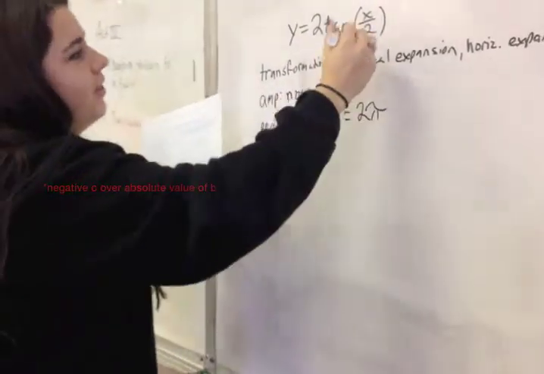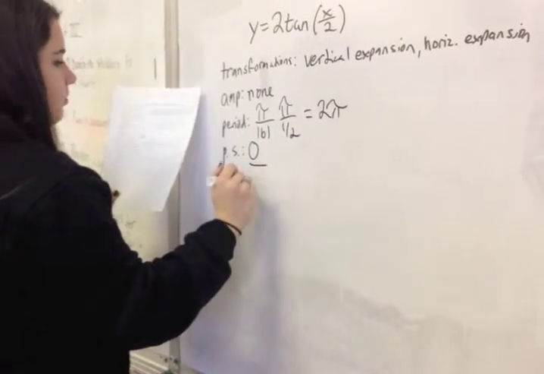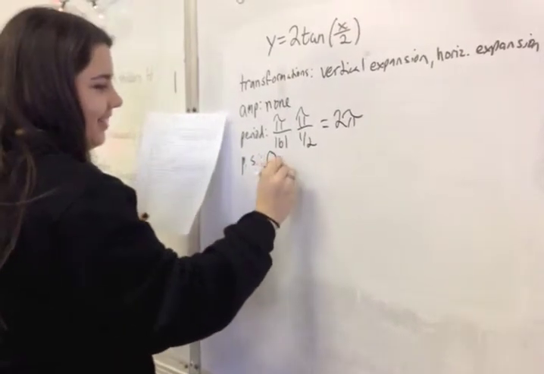The phase shift is 0 because there is no c, and phase shift is c over absolute value b. So 0 over absolute value b, which is 1/2, equals 0.